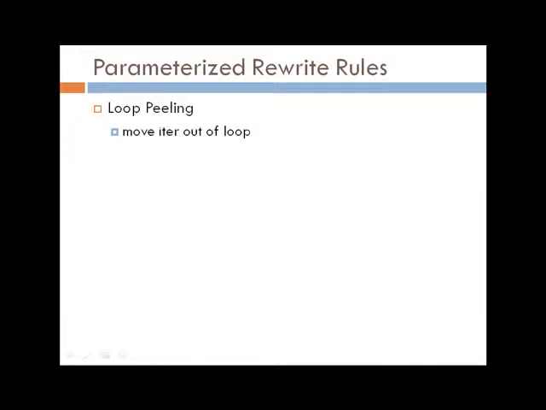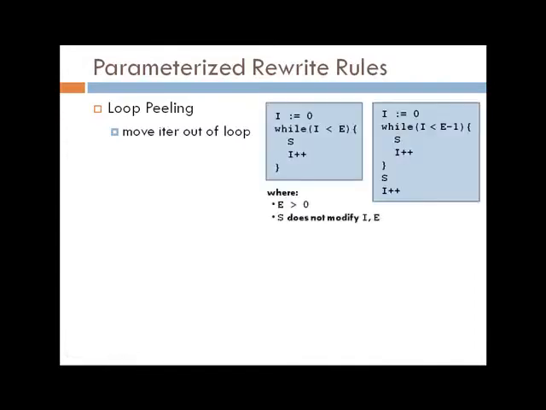For the rest of the talk, I'll use loop peeling as a running example. In general, loop peeling simply moves one iteration outside of a loop and adjusts the loop bound accordingly. Here's a simplified form of loop peeling in our system.